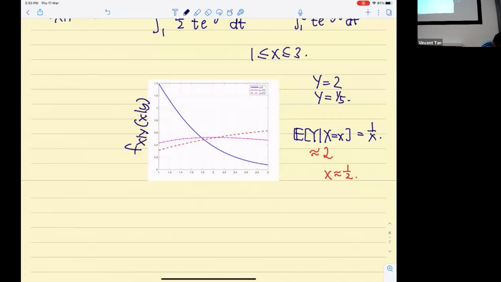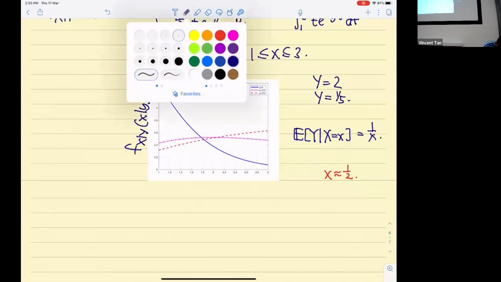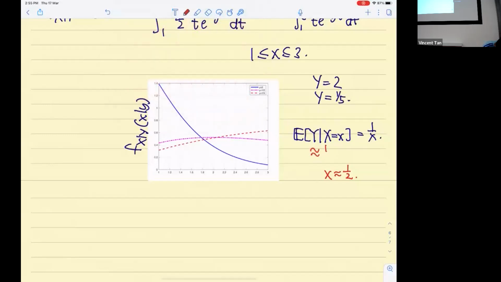Okay, that is the red line here. Then this becomes about 1/5, which means x is about 5. Again, the x here is outside the range of 1 to 3. So actually, what we see here is this line here. There's some shift towards the right-hand side. There's some shift of the belief of x from a uniform, it just shifts to the right-hand side. Okay, so that is for y equals 1/5.